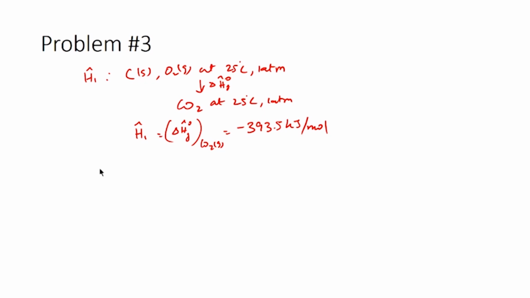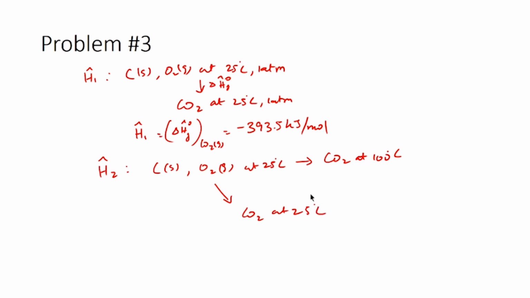Now, we have to look at H2 cap. So, H2 cap is again for carbon dioxide. However, the exit stream carbon dioxide is leaving at 100 degrees Celsius. So, we now have a process where carbon solid and oxygen gas at 25 degrees Celsius forms carbon dioxide at 100 degrees Celsius. So, the first step would be formation of carbon dioxide at 25 degrees Celsius, and from here you have the heating of carbon dioxide to form carbon dioxide at 100 degrees Celsius. So, the first step would have the heat of formation, and the second step would be a delta T term.